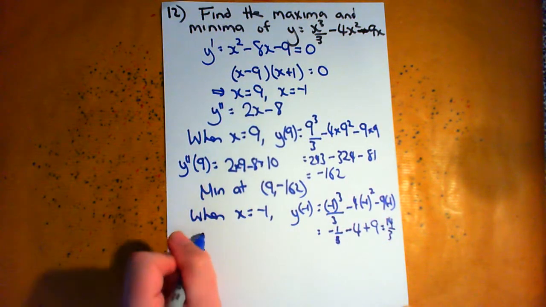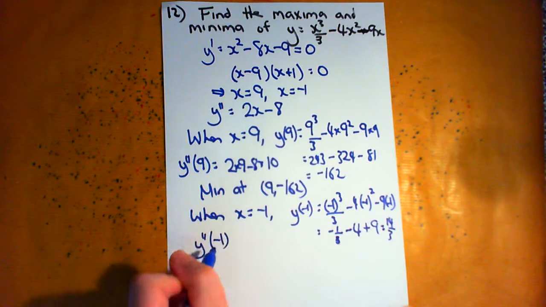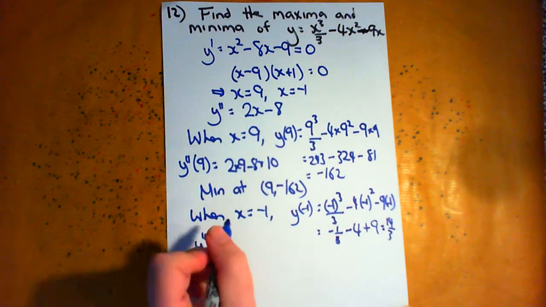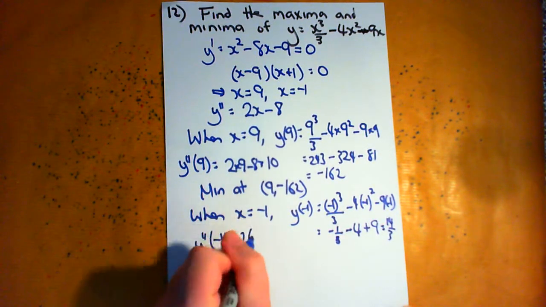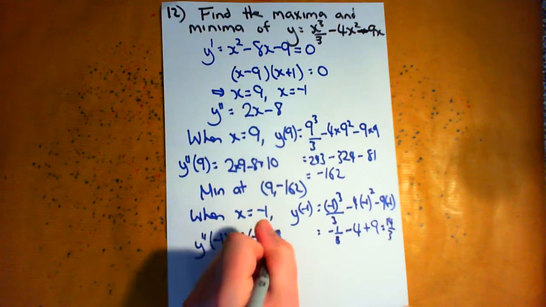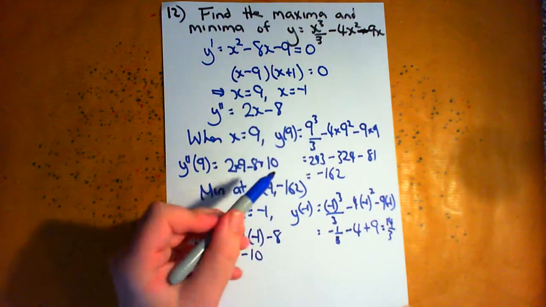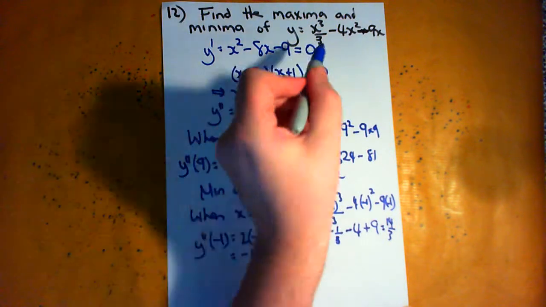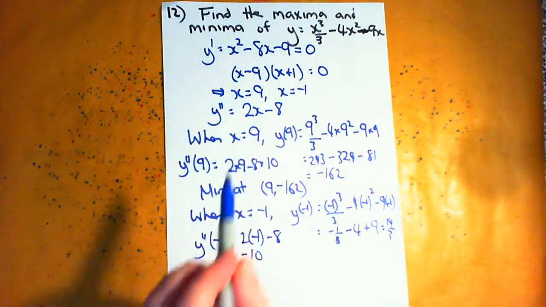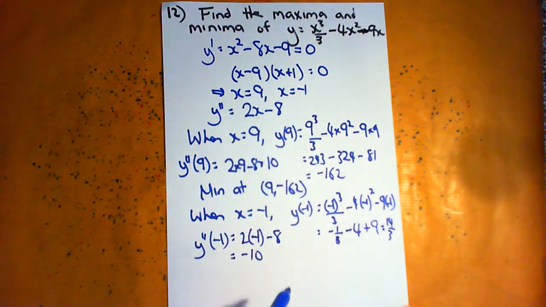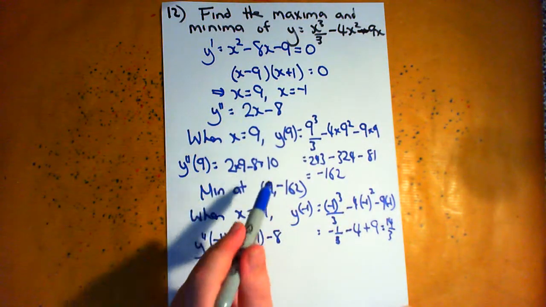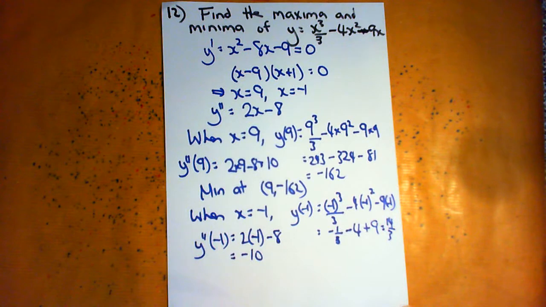Okay, so now we need to substitute in negative 1 into the second derivative, which will give us 2 times negative 1 minus 8, which is negative 10. So we are getting the equal and opposite that we expect from finding turning points of a cubic function. Your second derivatives are equal and opposite. One is 10, one is negative of the same, negative 10.